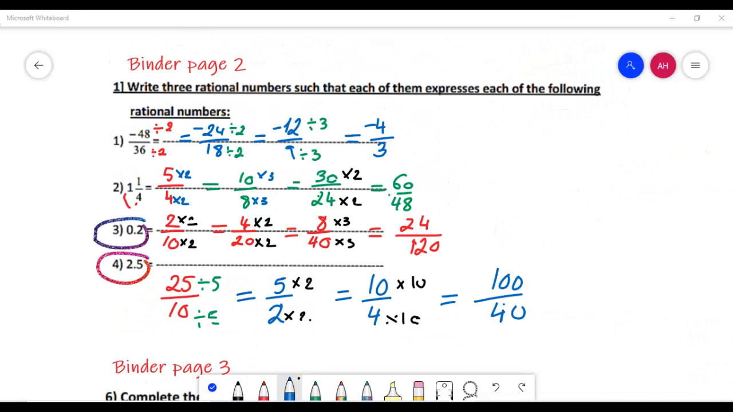Now, I would like you to pause your video, go and copy question number 1 in your binders, page 2. And don't forget to write today's date and write beside question 1 classwork.